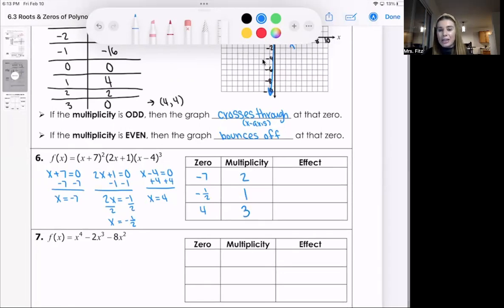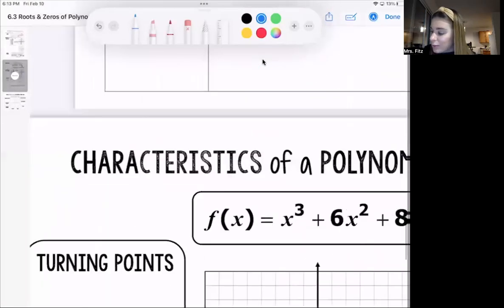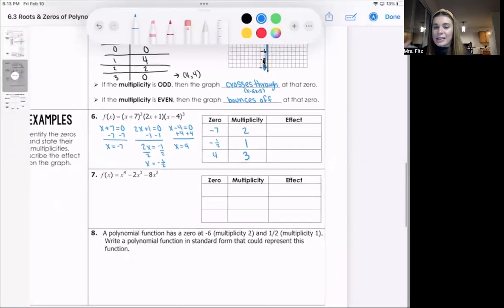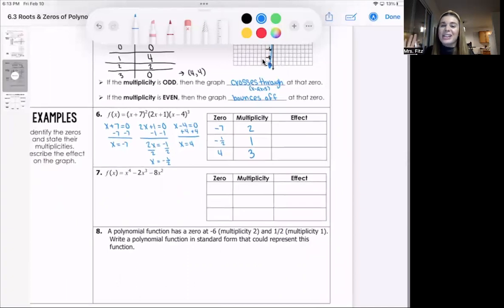So if it's an even, it's going to bounce. Whoops, sorry, if it's an odd, it's going to cross through. So the only one that's going to bounce, that's an even, right, is -7. So -7 is going to bounce because it has an even multiplicity, whereas the multiplicities of 1 and 3 are going to cross the x-axis. So at -1/2 on the x-axis, it's going to pass right through. And at 4 on the x-axis, it's going to pass right through.